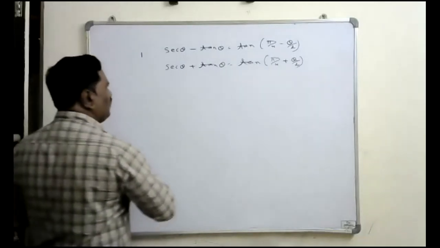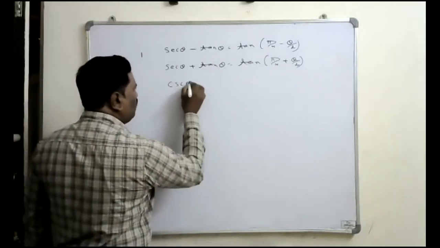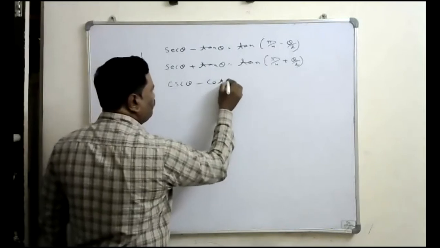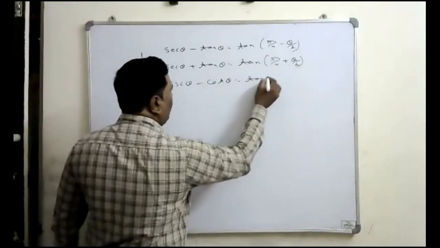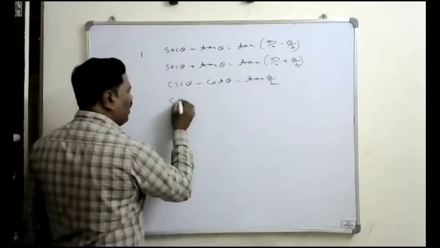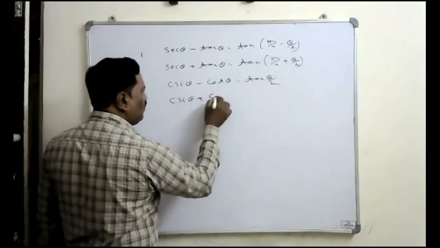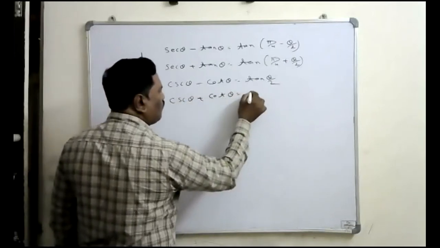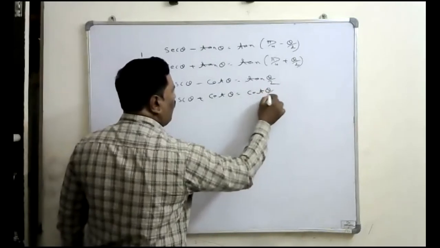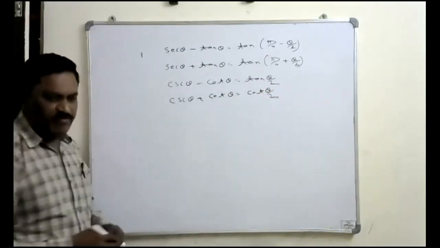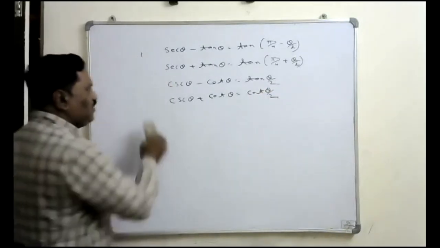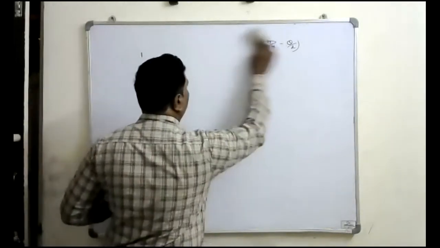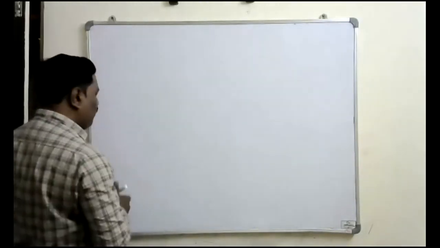Similarly, what is the value of cosecant theta minus cot theta? Tan theta by 2. Then what is the value of cosecant theta plus cot theta? Cot theta by 2. So these 4 results I have given. And apart from that, there are 2 more results that we also have to remember.